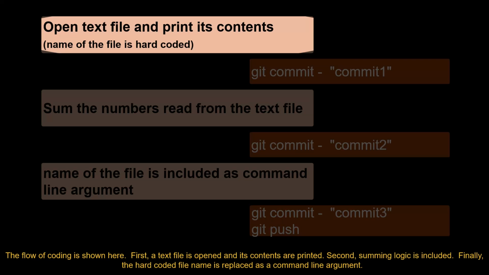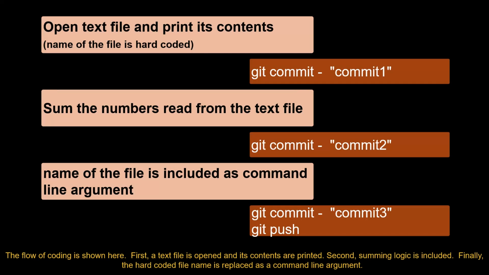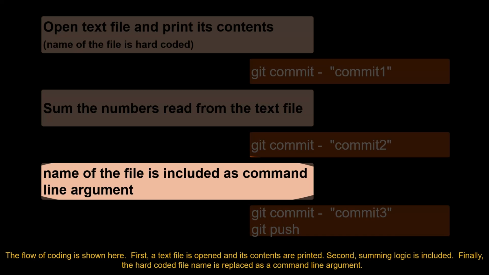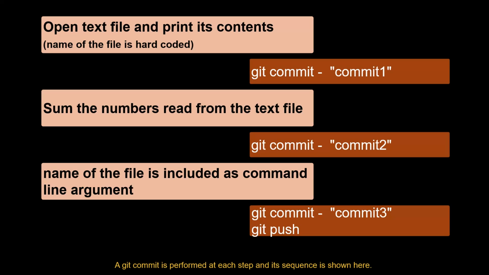First, a text file is opened, and its contents are printed. Second, summing logic is included. Finally, the hard-coded file name is replaced as a command line argument. A Git commit is performed at each step, and its sequence is shown here.